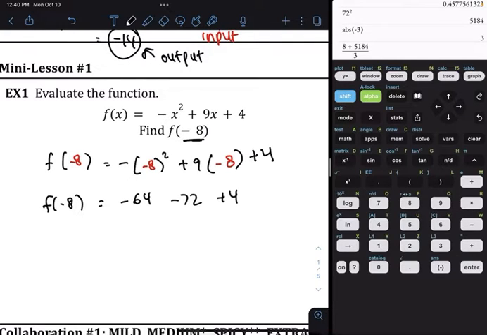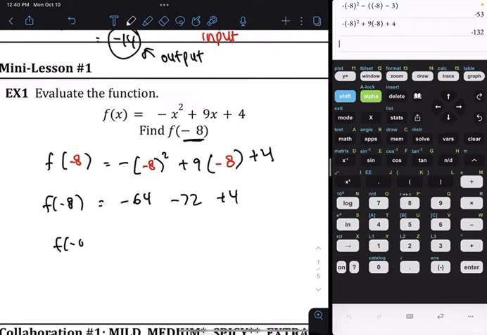So here's the calculator. We can do negative parentheses, -8 squared, plus, use the arrow, plus 9 times -8 plus 4. That gives you -132. So f of -8 is -132.